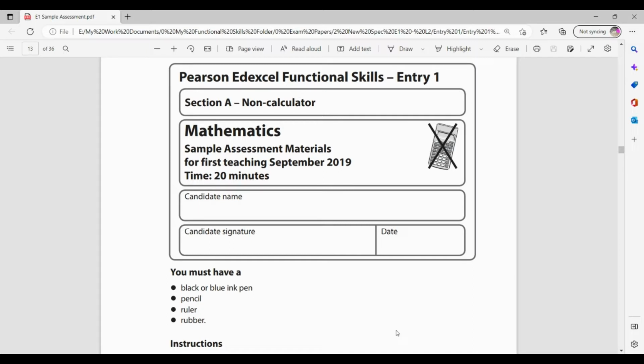If you're not able to get your hands on the sample assessment material, have a look at the question and pause the video and give the question a go before listening to my answer. So let's get cracking. We're going to look at the non-calculator section first, because that's the section we would be doing first in our exam.